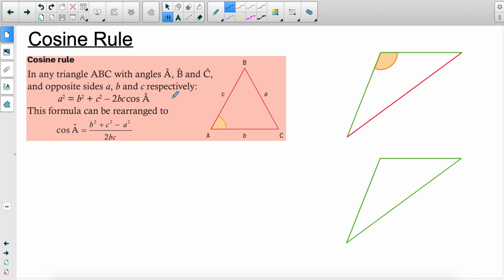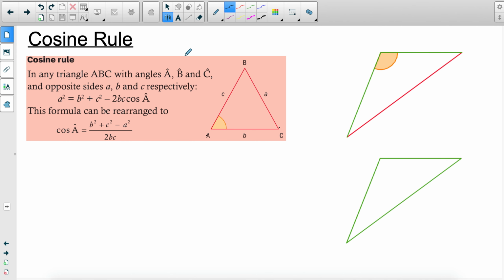They come in two forms, and these are given in your data booklet. So you have the form where you find the missing length: a squared is equal to b squared plus c squared minus 2bc cos A. And then you have this rearranged such that you can find the angle. The labeling goes the same, where the vertices are labeled with capital letters, and then the opposite length is labeled with the lower case. So if you notice, it's always the opposite. That's something you need to remember.